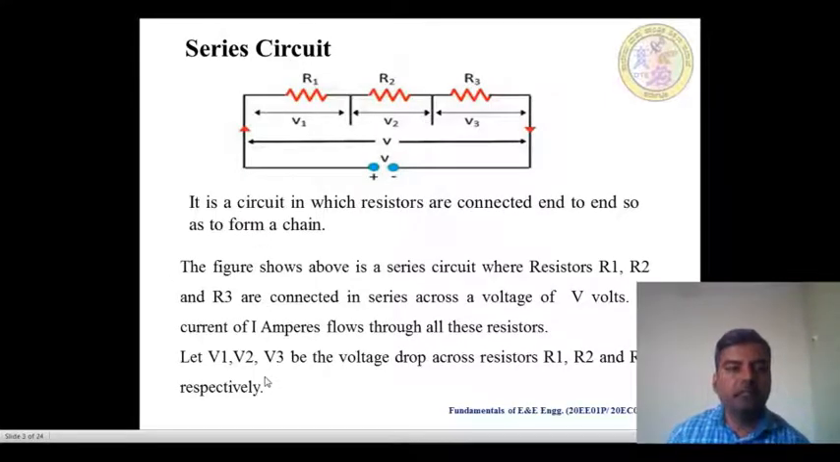Now first we see the series circuit. If you see the diagram, in the circuit the resistances are connected in series fashion. R1, R2, R3 are the three resistances. They are connected end to end, so as to form a chain. Here V is the total voltage applied, and I is the current flowing through the circuit. V1 is the voltage drop across resistance R1, V2 is the voltage drop across resistance R2, and V3 is the voltage drop across resistance R3. The current remains the same, that is, I flows through the resistances R1, R2 and R3.